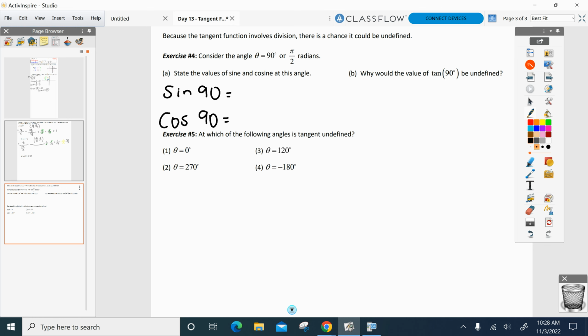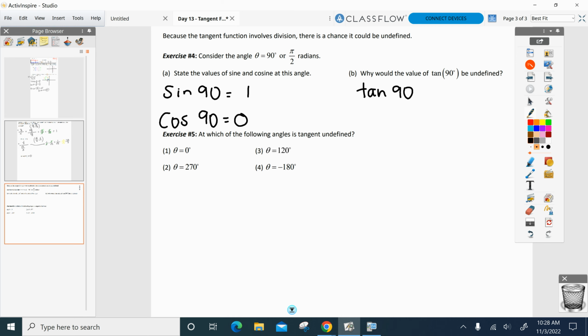Sine of 90? 1. Sine of 90 is 1. Cosine of 90? 0. Now watch this, and we'll talk why. What about tangent of 90? Undefined. Everyone getting an error message? Yeah. There is no value.